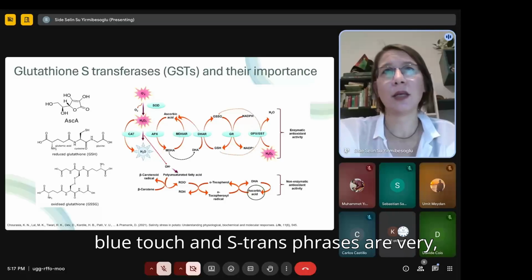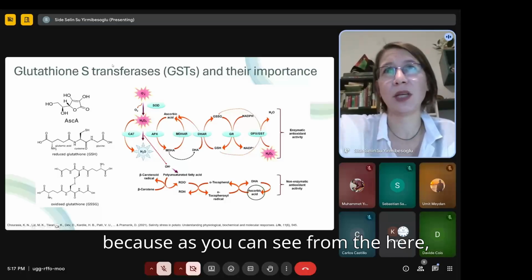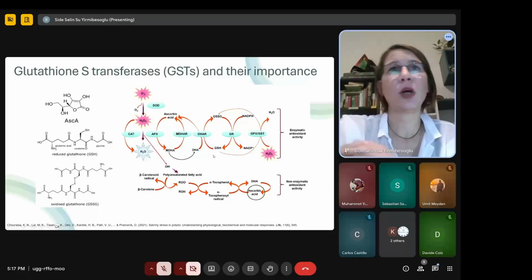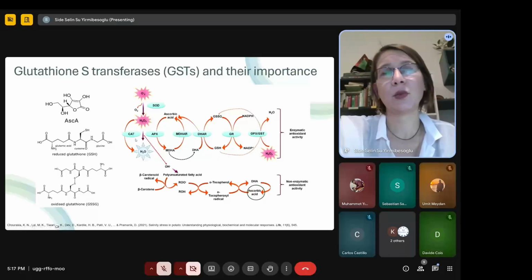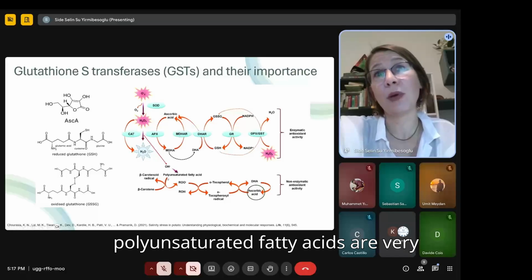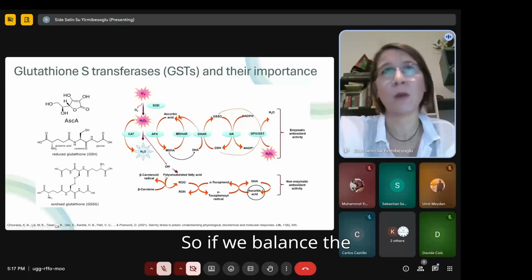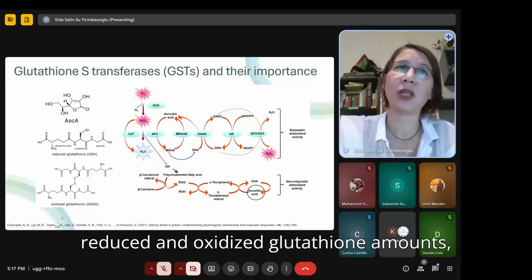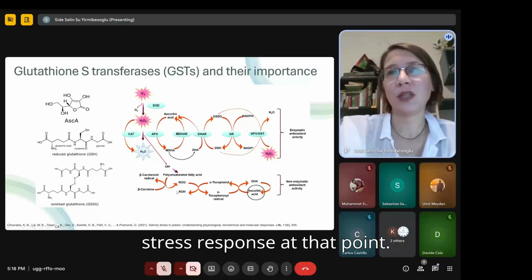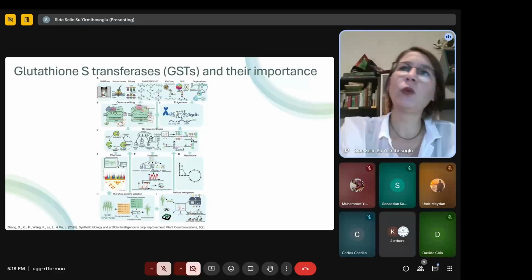Tau class glutathione S-transferases are very, very important in the redox homeostasis because, as you can see from here, these are two very important elements to balance all of the produced reactive oxygen species, and also polyunsaturated fatty acids are very important in the non-enzymatic pathways. So if we balance the reduced and oxidized glutathione amounts, we can definitely control all the stress response at that point. So what can we do with this knowledge?